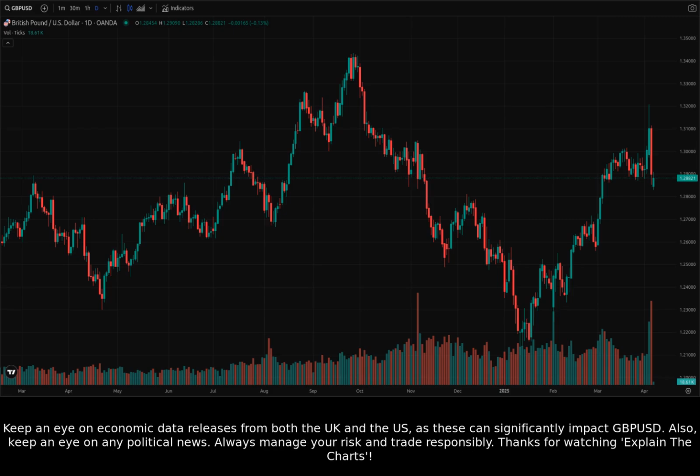Keep an eye on economic data releases from both the UK and the US, as these can significantly impact GBPUSD. Also, keep an eye on any political news. Always manage your risk and trade responsibly.